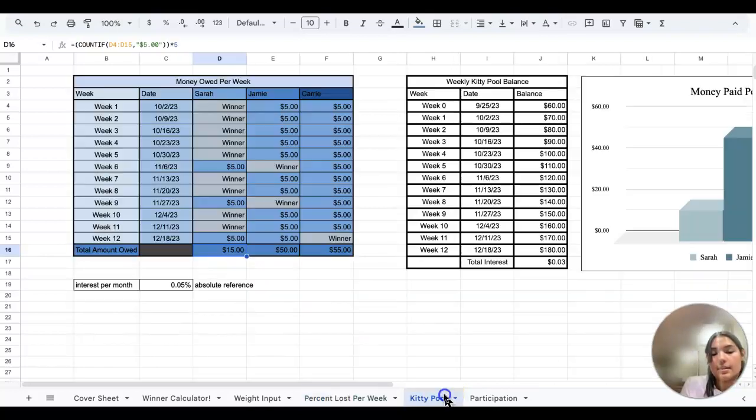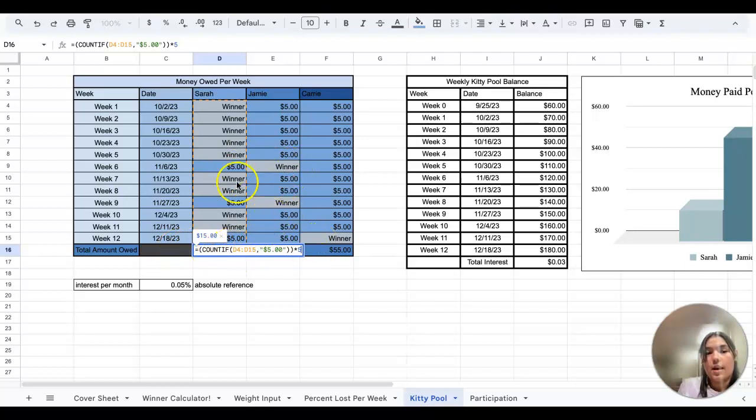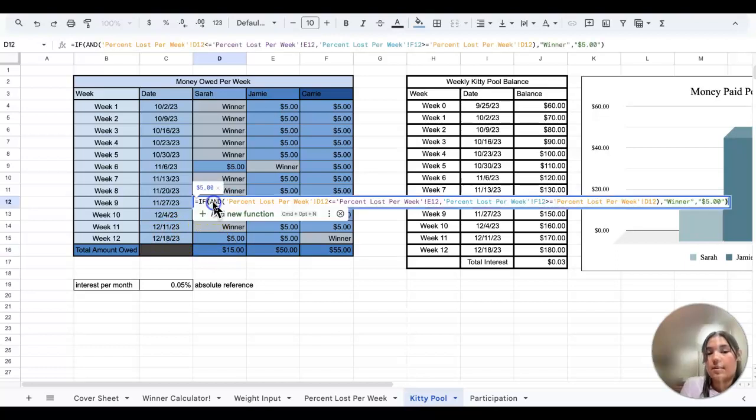And then inside our kiddie pool, we have an absolute reference, which is our interest that we use to calculate in our new equation that was not learned in class. And then we have a COUNTIF equation right here in our kiddie pool calculator. We also have a function that we use to calculate how much money each person owed. Then we have an IF and function inside here as well.